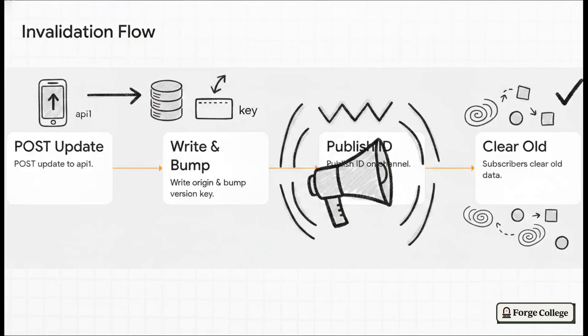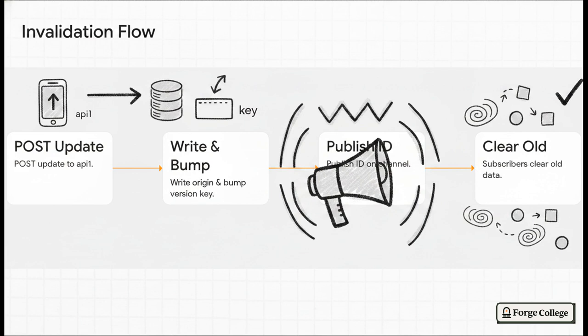Let's actually put this together into a complete workflow. When a user updates data, here is the exact invalidation flow. Step 1, a POST request updates a resource on API 1. Step 2, API 1 writes that update to the origin database and then instantly increments the version key in Redis. Step 3, it publishes the resource ID on our invalidate channel.